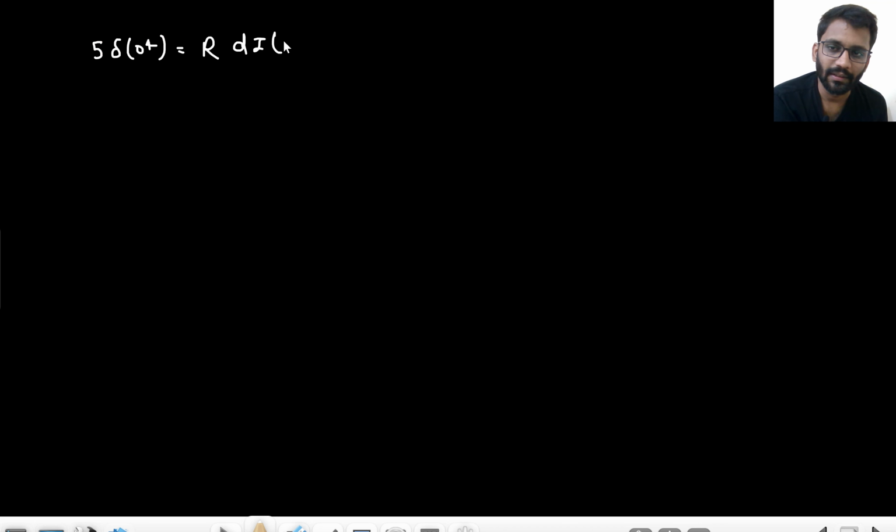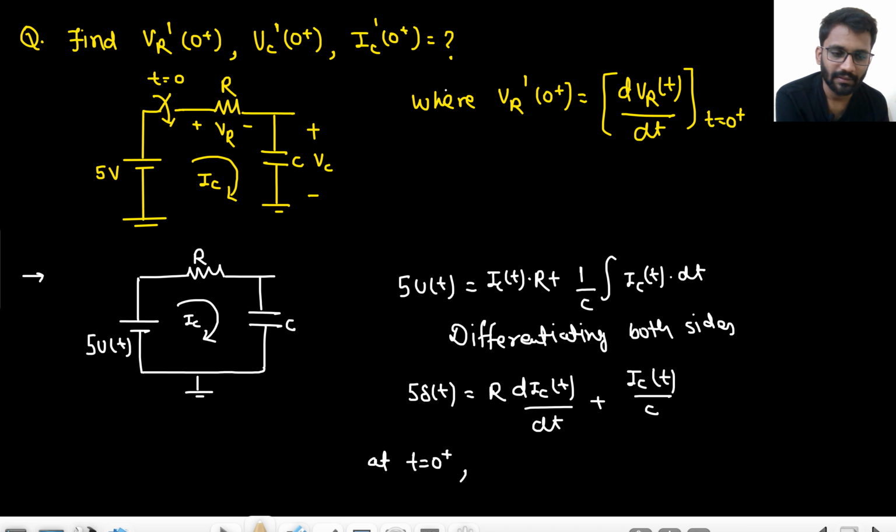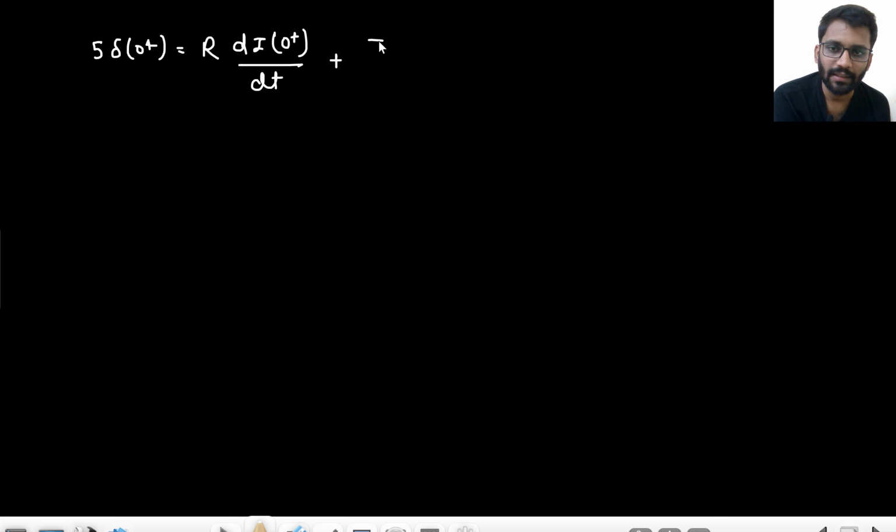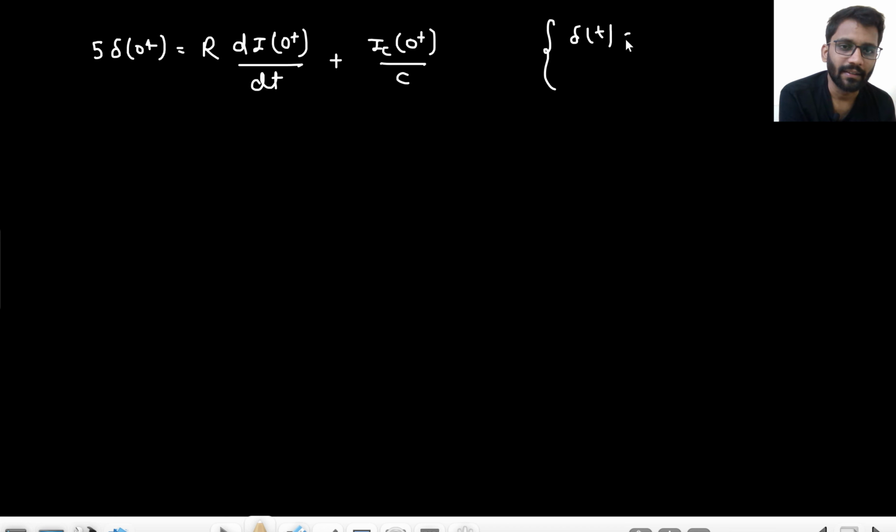At t equals to 0 plus, what will I do? 5 delta at 0 plus is equal to R into d(ic)/dt, and this is only the time domain value, plus ic at t equals to 0 plus by C. I will just write down what delta t is. Delta t is infinity for t equals to 0 and 0 when t is not equal to 0.